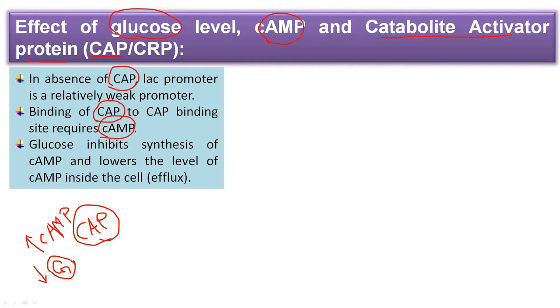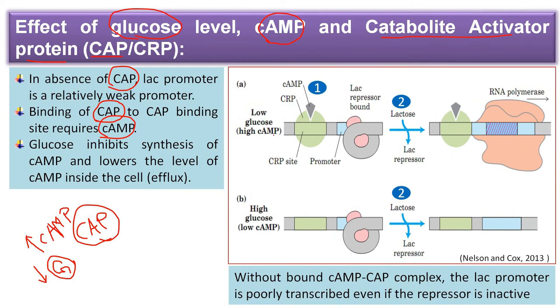to initiate the transcription. Thus, for efficient binding of RNAP to the promoter, the level of glucose must be low, or the level of cyclic AMP must be high, and the CAP must also be present. Let's see in the figure.